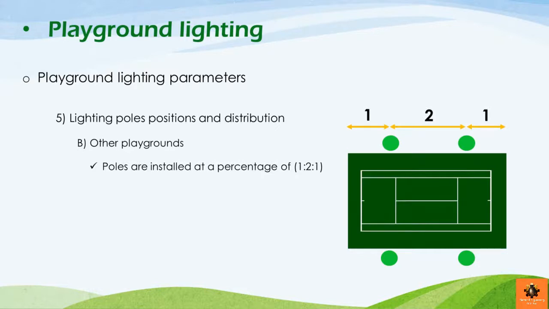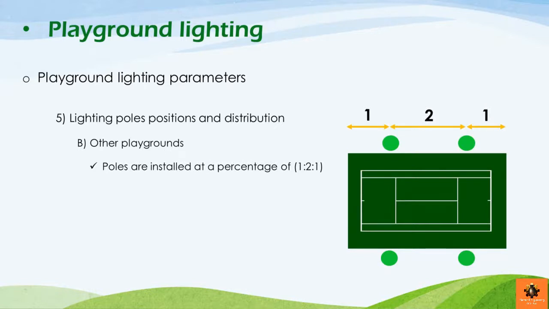This means that if the total length of the playground is 40 meters, for example, there will be two poles on each side of the playground, and they will be installed at a distance of 10 meters from each corner, while the distance between those two poles will be 20 meters. While the distance between the first pole and the second pole on the same side will be 20 meters, and the distance between the second pole and the other side will be 10 meters, and this is to have a total length finally of 40 meters as we said.